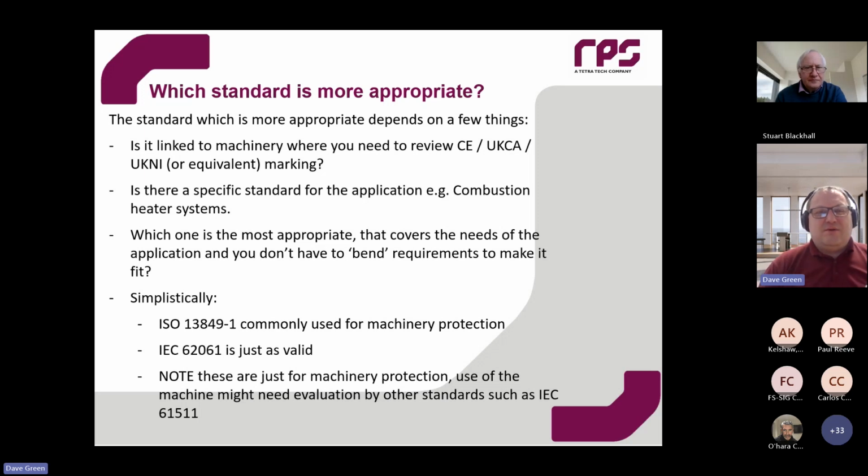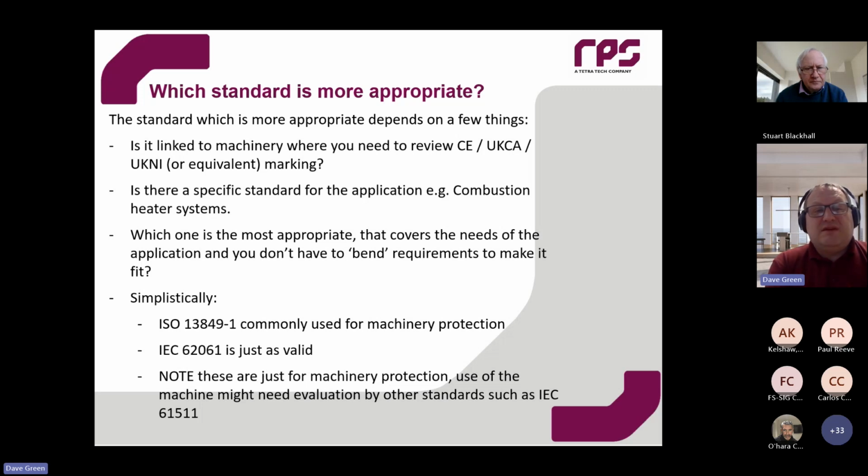The standard which is more appropriate depends on what you're trying to do. This is the biggest question I always get asked by customers: which one should we use? Now, it all depends what you're trying to do. Currently, if you're looking at machinery marking for CE, UKCA or NI, then at the moment the 13849/2023 one isn't yet harmonised. So if you're trying to use that standard, then the one that is harmonised still is 2015. So just bear that one in mind.